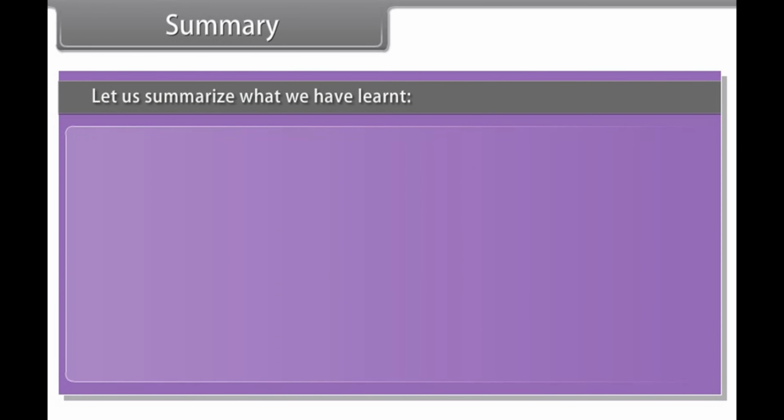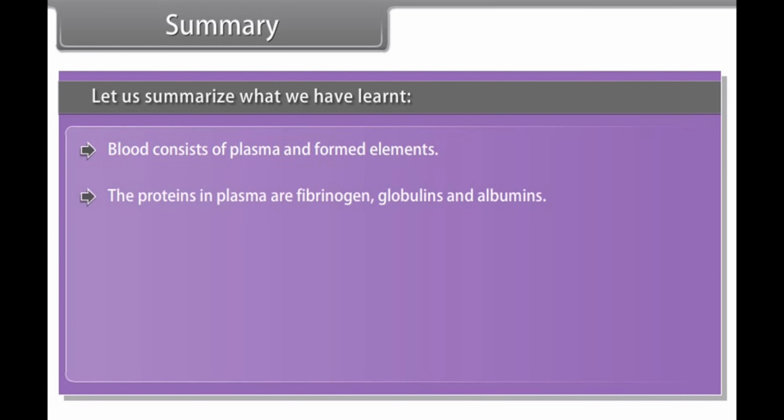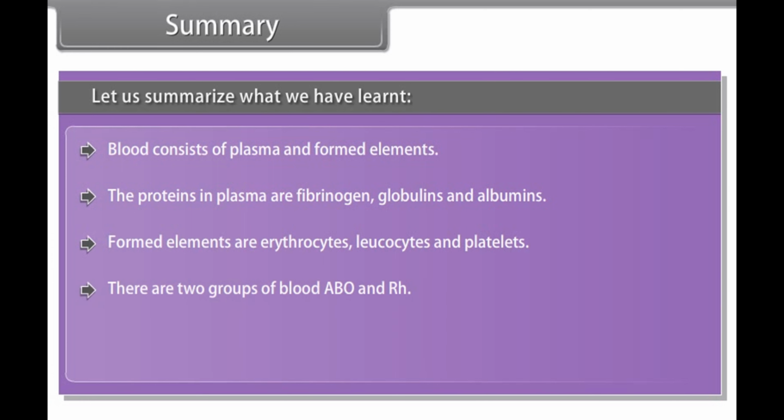Summary. Let us summarize what we have learned. Blood consists of plasma and formed elements. The proteins in plasma are fibrinogen, globulins and albumins. Formed elements are erythrocytes, leukocytes and platelets. There are two groups of blood, ABO and Rh.